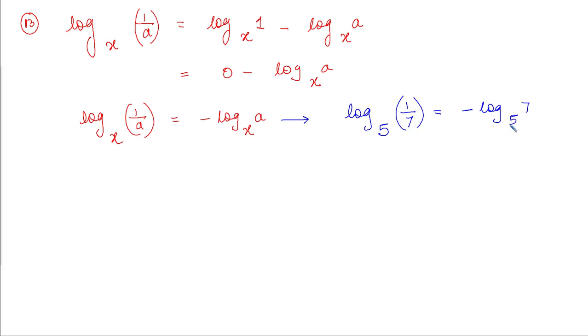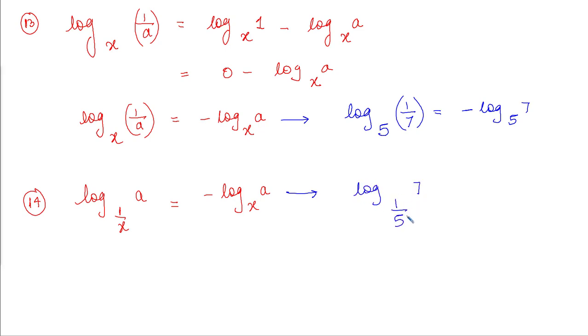Okay everyone, similarly, let's have a look at the 14th property. The 14th property is log of a to the base 1 by x. Log of a to the base 1 by x is going to be minus log a to the base x. For example, log of 7 to the base 1 by 5 is going to be minus log 7 to the base 5.